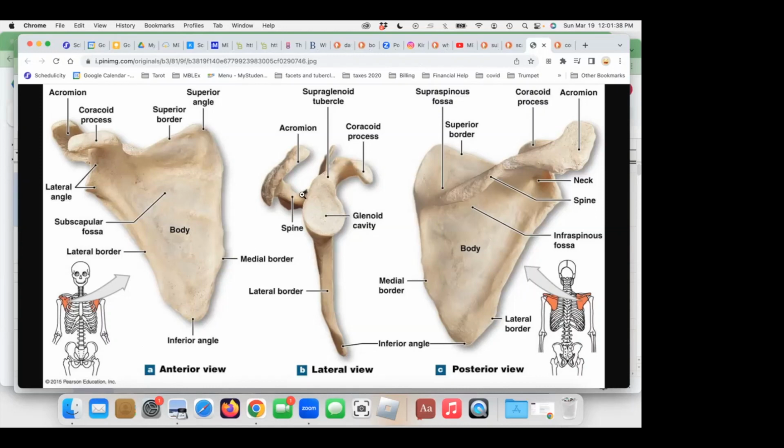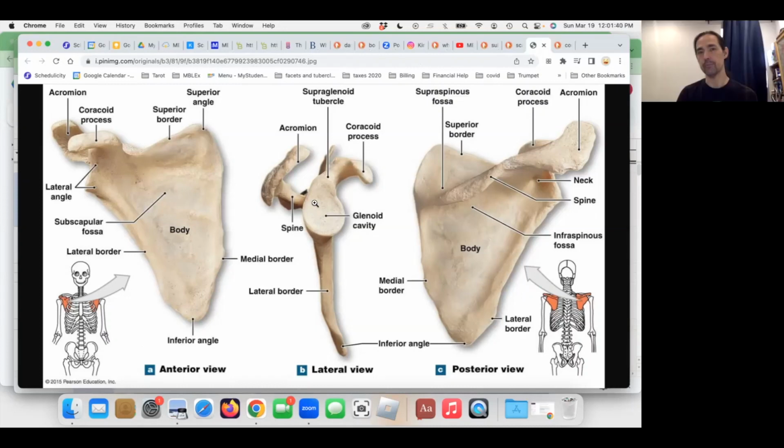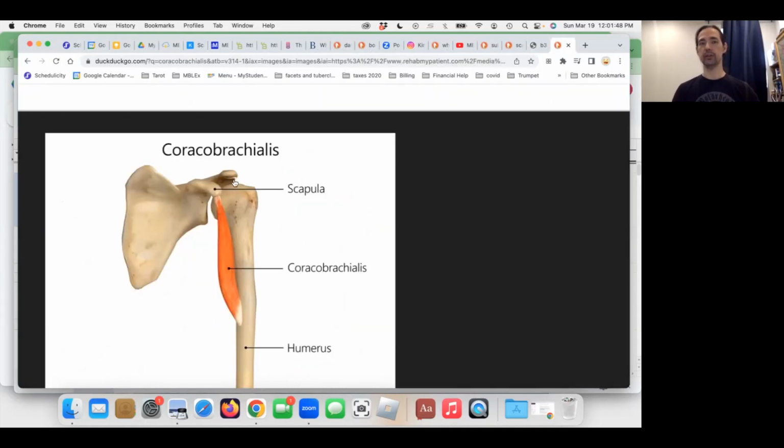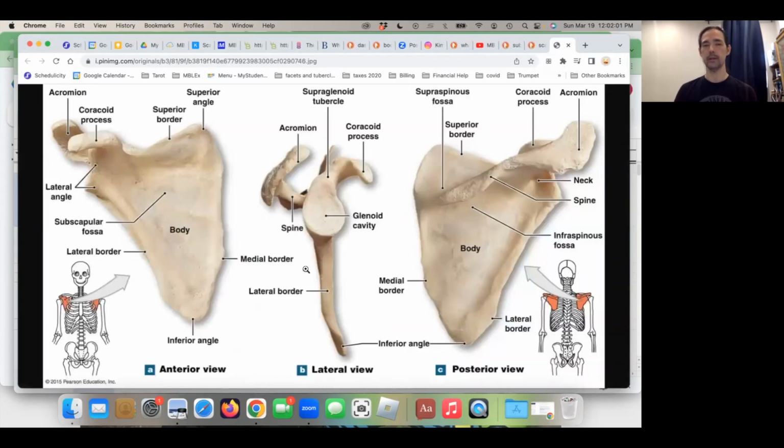And then the glenoid cavity or glenoid fossa. Fossa is the same as cavity. The glenoid cavity or glenoid fossa can be remembered by the glenohumeral joint, or the humeroglenoid joint. Glenohumeral joint.